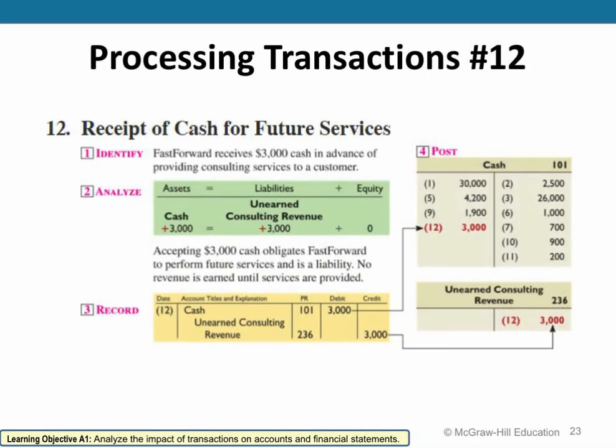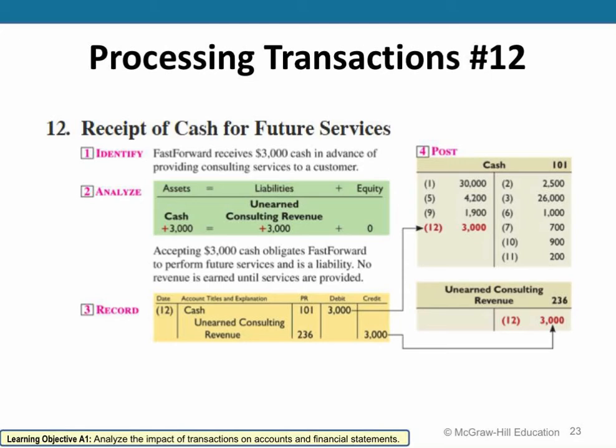Receipt of cash for future services. So here, this is kind of like the gift card or maybe putting money on an app to use later. Example, we're receiving $3,000 in cash, but we have not provided those services yet. So this is not going to be earned revenue. So we're going to create a separate T account called unearned revenue. That unearned revenue is going to get considered as a liability.